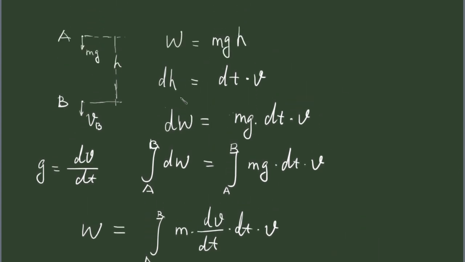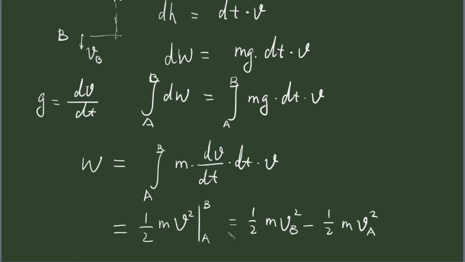The integral of dW is actually mgh, but I have converted it to the expression as a function of v. So we get the relation, the connection between the potential energy and the work done by the gravitational force with the kinetic energy.